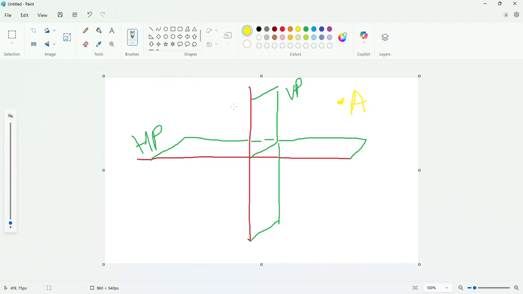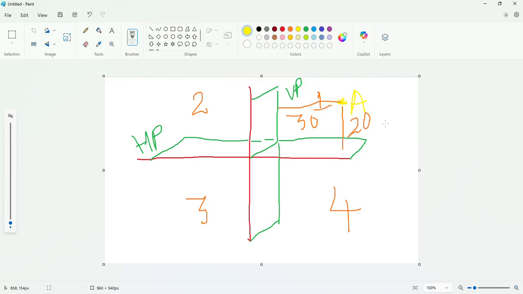Or we can make this a coordinate system. As you know, in the coordinate system there are 4 quadrants, so you can take this as the first quadrant, this as the second quadrant, this one is third, and this is fourth. Now our point A is in the first quadrant. The previous question was 20 mm above HP and 30 mm in front of VP. So this is the point A, which is 20 mm above HP and 30 in front of VP.